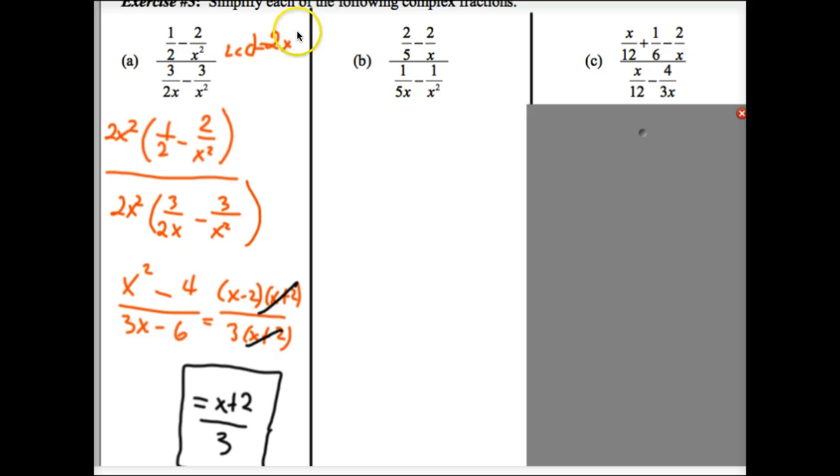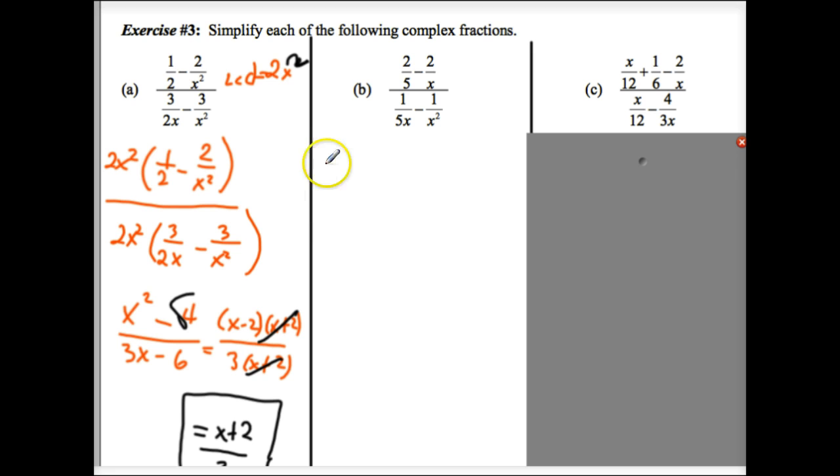Your LCD should have been 2x squared. Multiply everything by 2x squared and you should be able to simplify these. This is a difference of squares where you take the square root, and then these have a 3 in common. Now let's look at B.